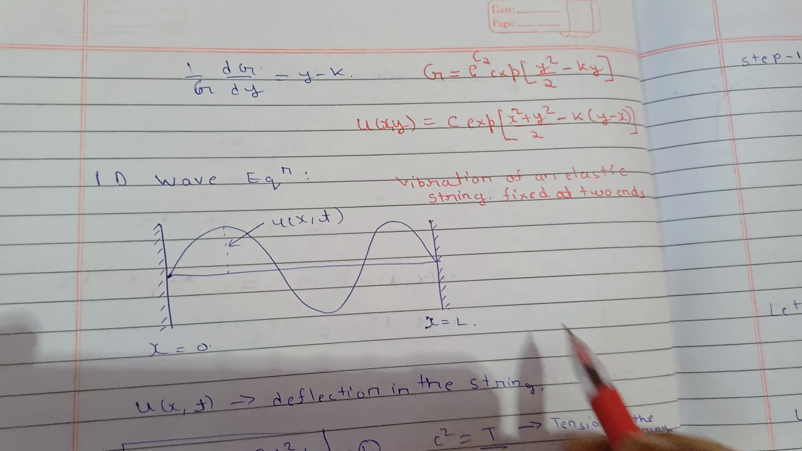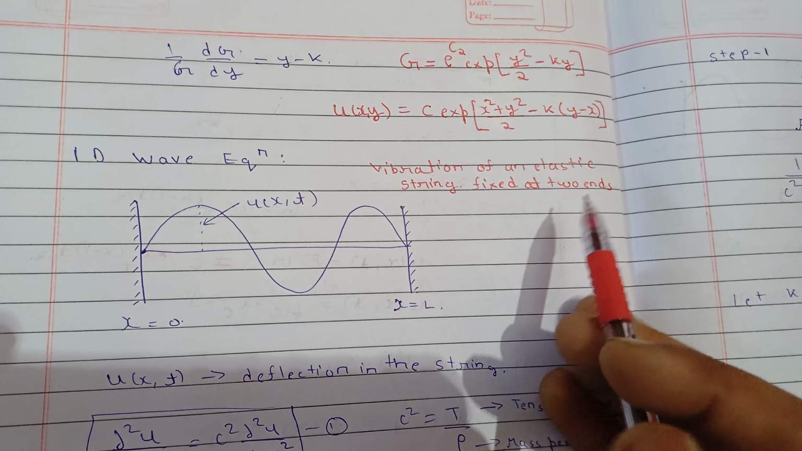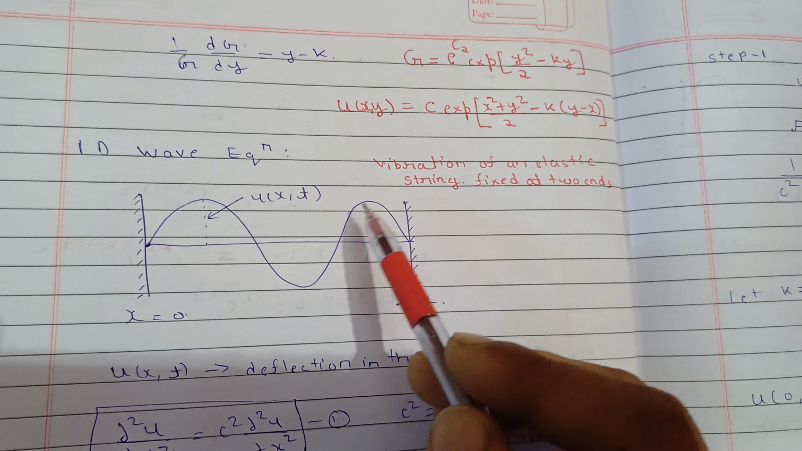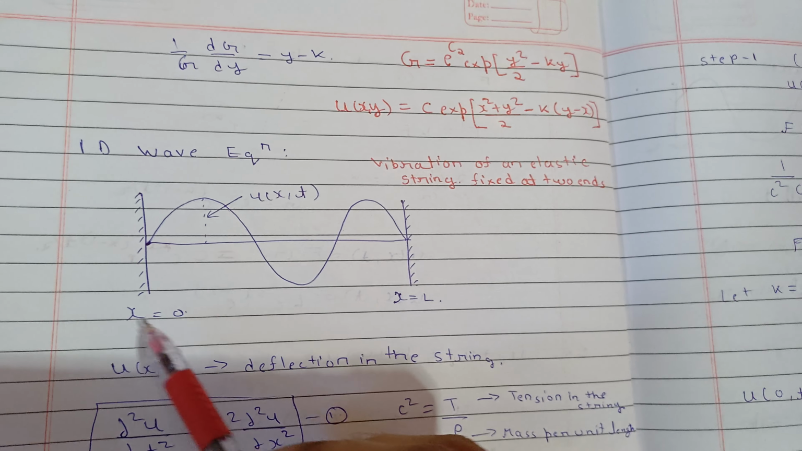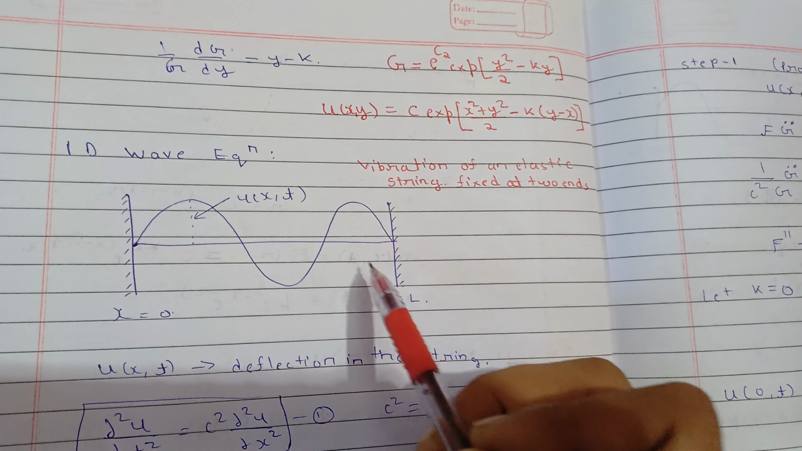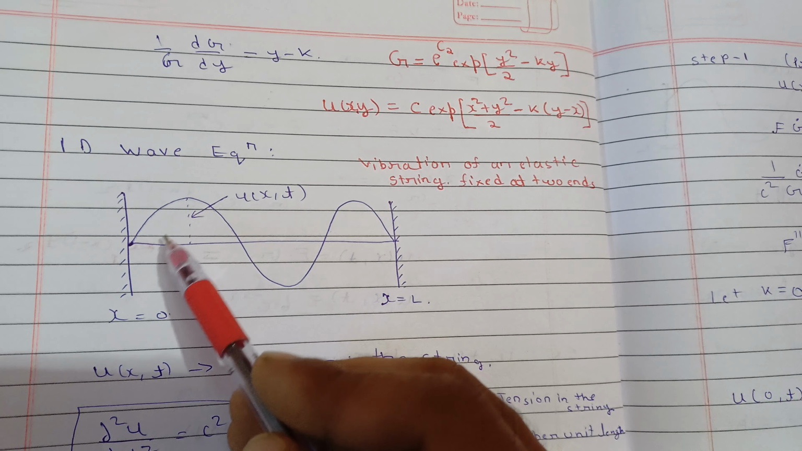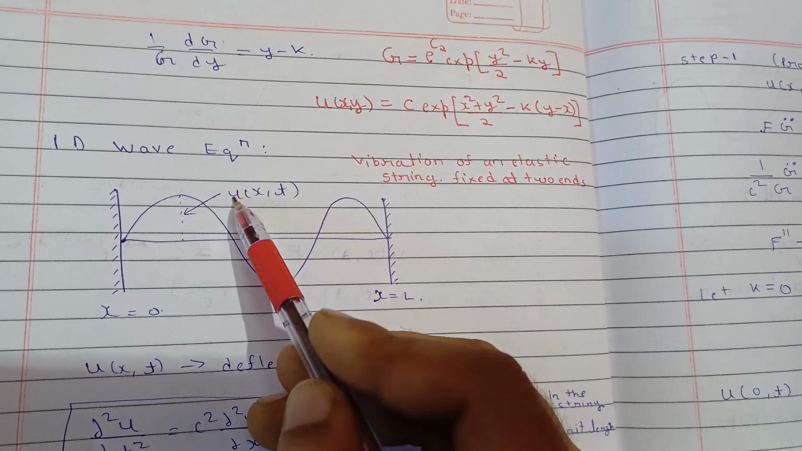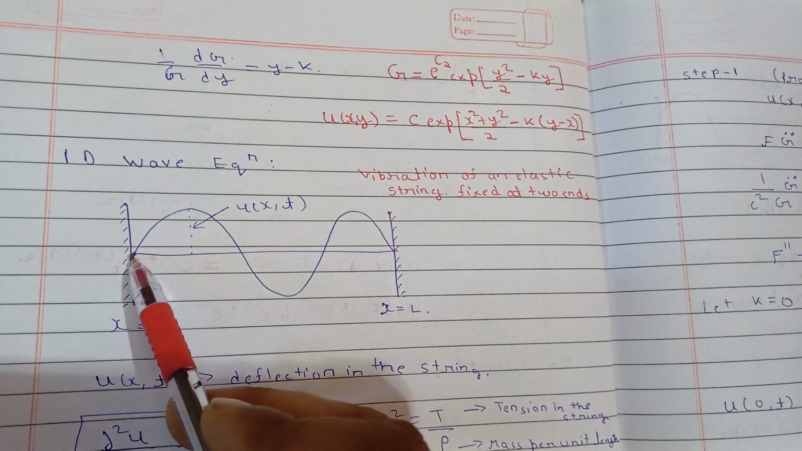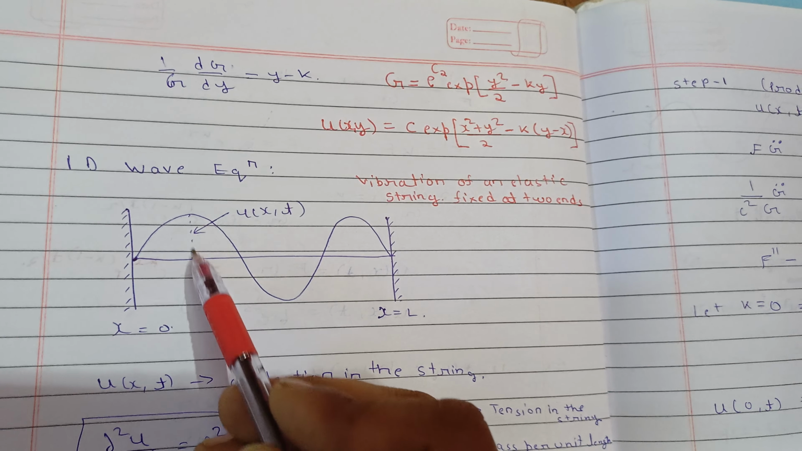So now we will discuss the 1D wave equation. Using this product method, we will solve the 1D wave equation. So we have these two walls, and this string is attached to these walls at the ends. This is x equal to 0 and this is x equal to L. This complete length is L, and this string is vibrating. Okay, so this is the vibration of an elastic string fixed at two ends, and the displacement or the amplitude is represented by u at any position x and time t. So x is the variable along this length and t is the variable time, and u represents this deflection.